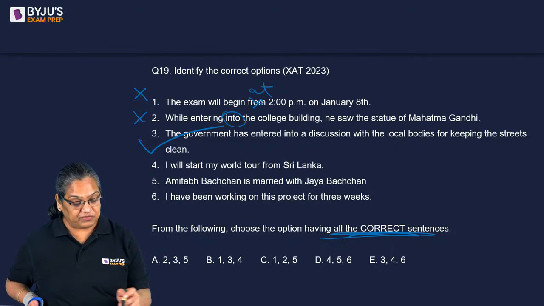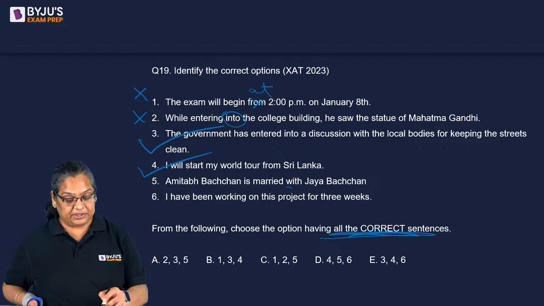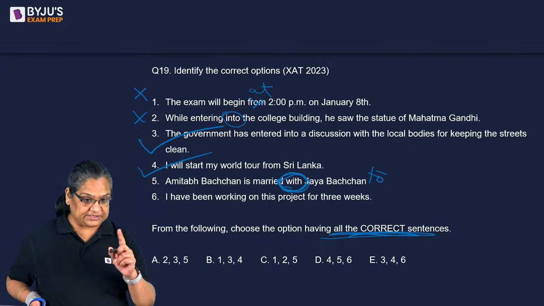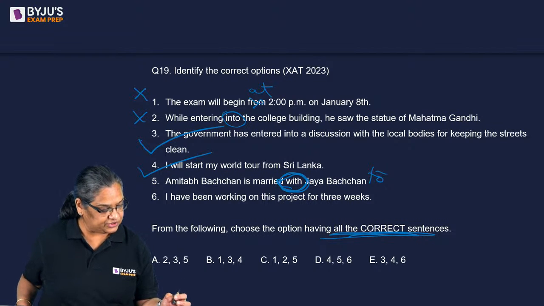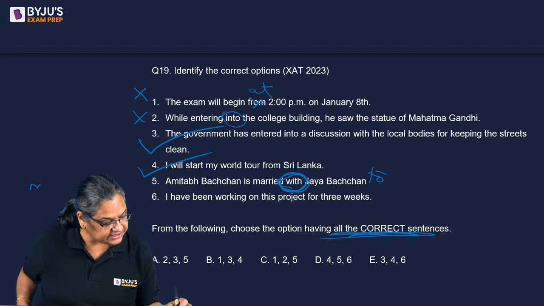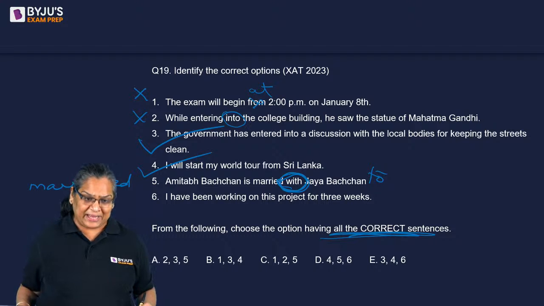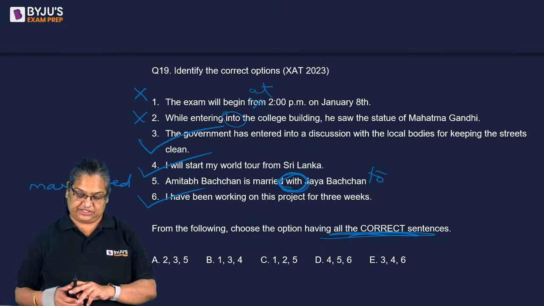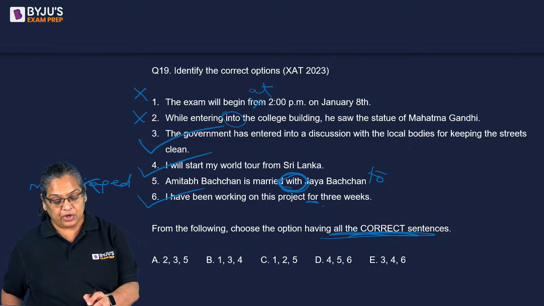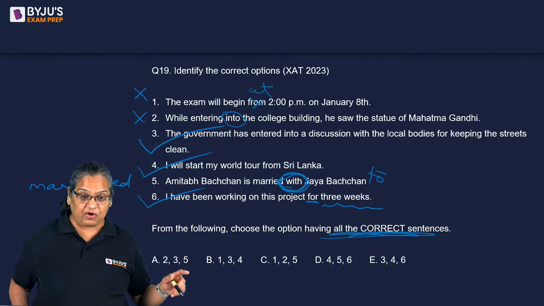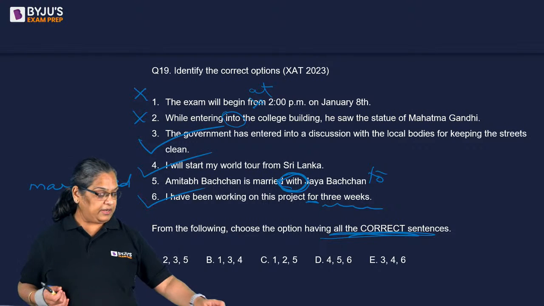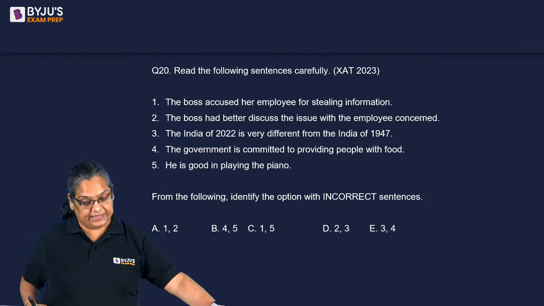I will start my world tour from Sri Lanka. Amitabh Bachchan is married to. Okay, some students, I heard somebody say it yesterday, so I didn't want to correct them in class. Do not say he is already married. Married, not marriaged. Okay, I've been working on this project for 3 weeks. When you tell the time period, you have to say 3 weeks. If you're telling the starting of the action, I've been working on this project since August. Alright, so the correct answer is E.